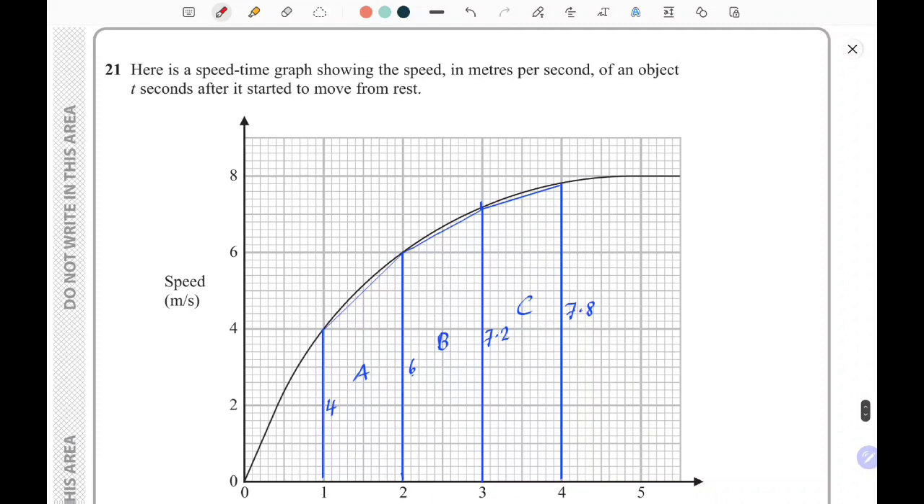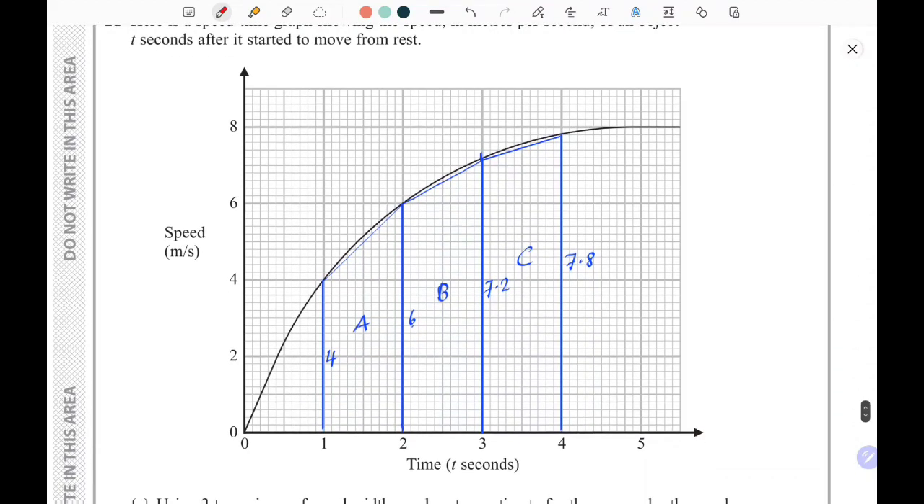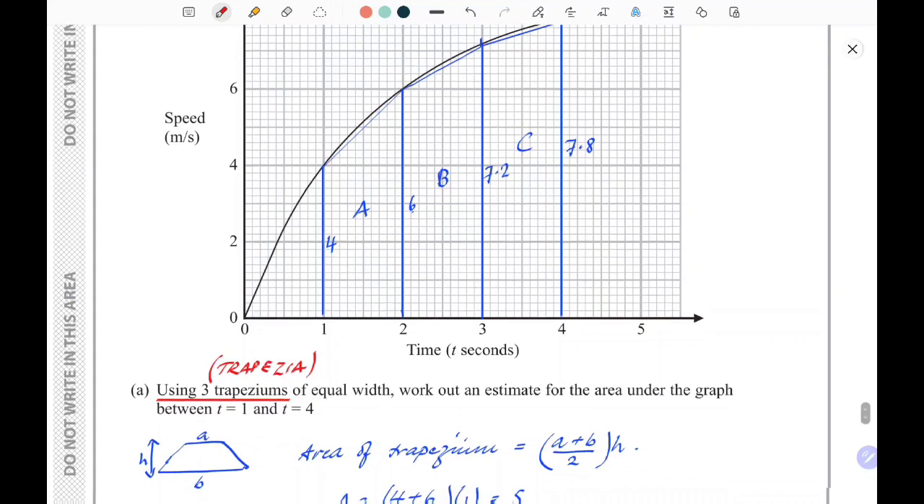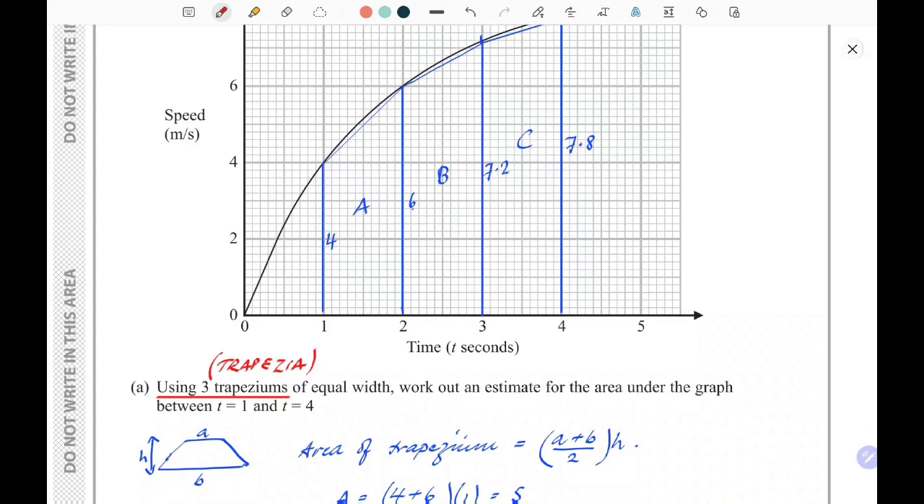Number 21. Speed time graph showing the speed in meters per second of an object t seconds after it started to move from rest. All right. And notice that the speed is not constant. It's changing as we go along. And it says, using 3 trapezia of equal width. All right. Work out an estimate for the area under the graph between t equals 1 and t equals 4.